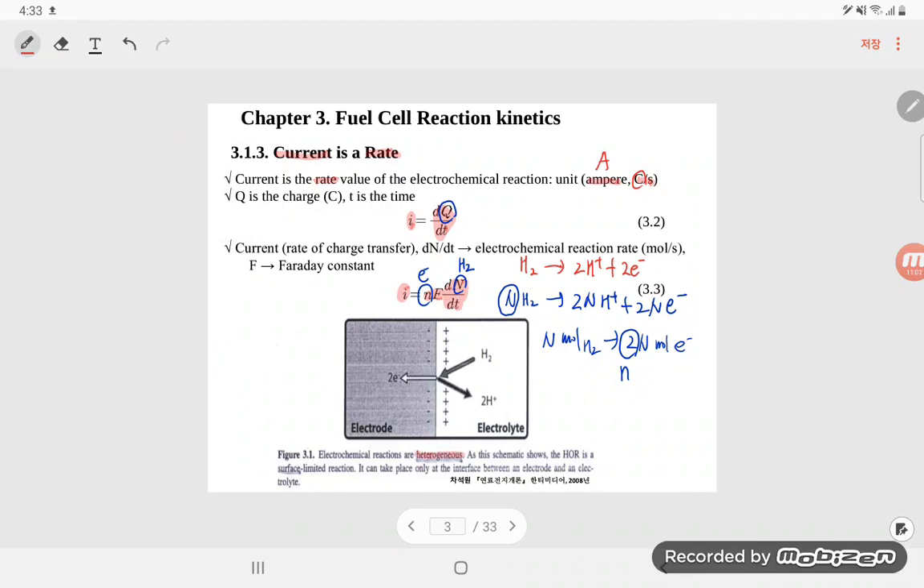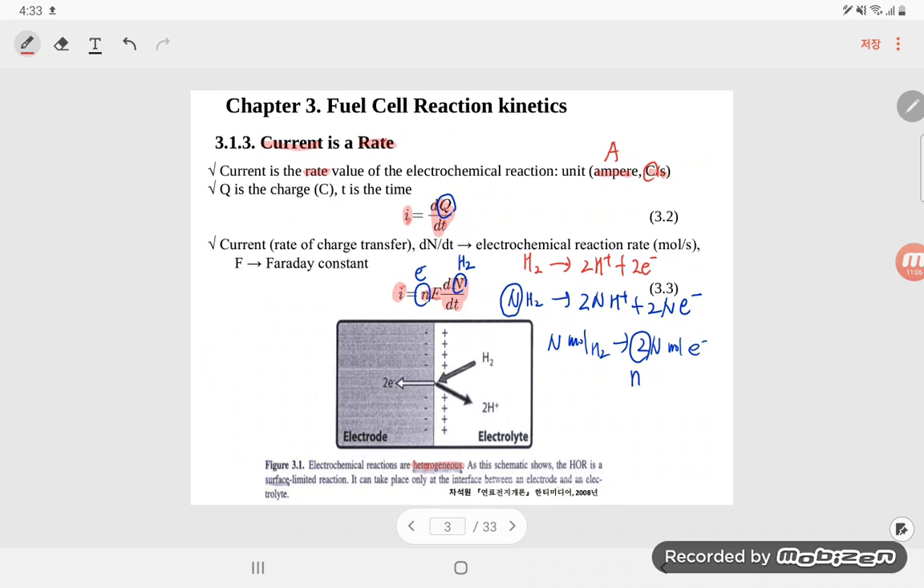To separate these two compositions, as this schematic shows, the HOR is a surface-limited reaction, okay? Not volumetric. It is a surface-limited reaction, and it can take place only at the interface between the electrode and electrolyte.